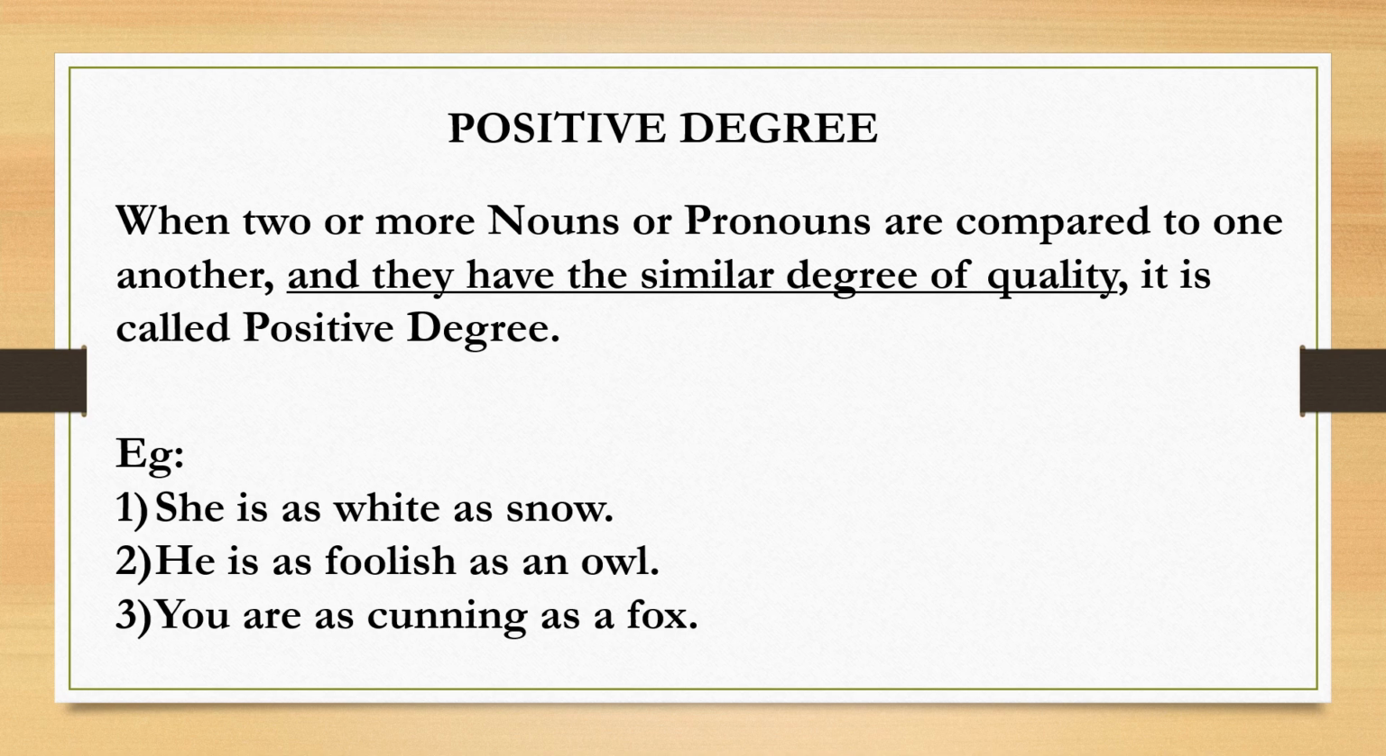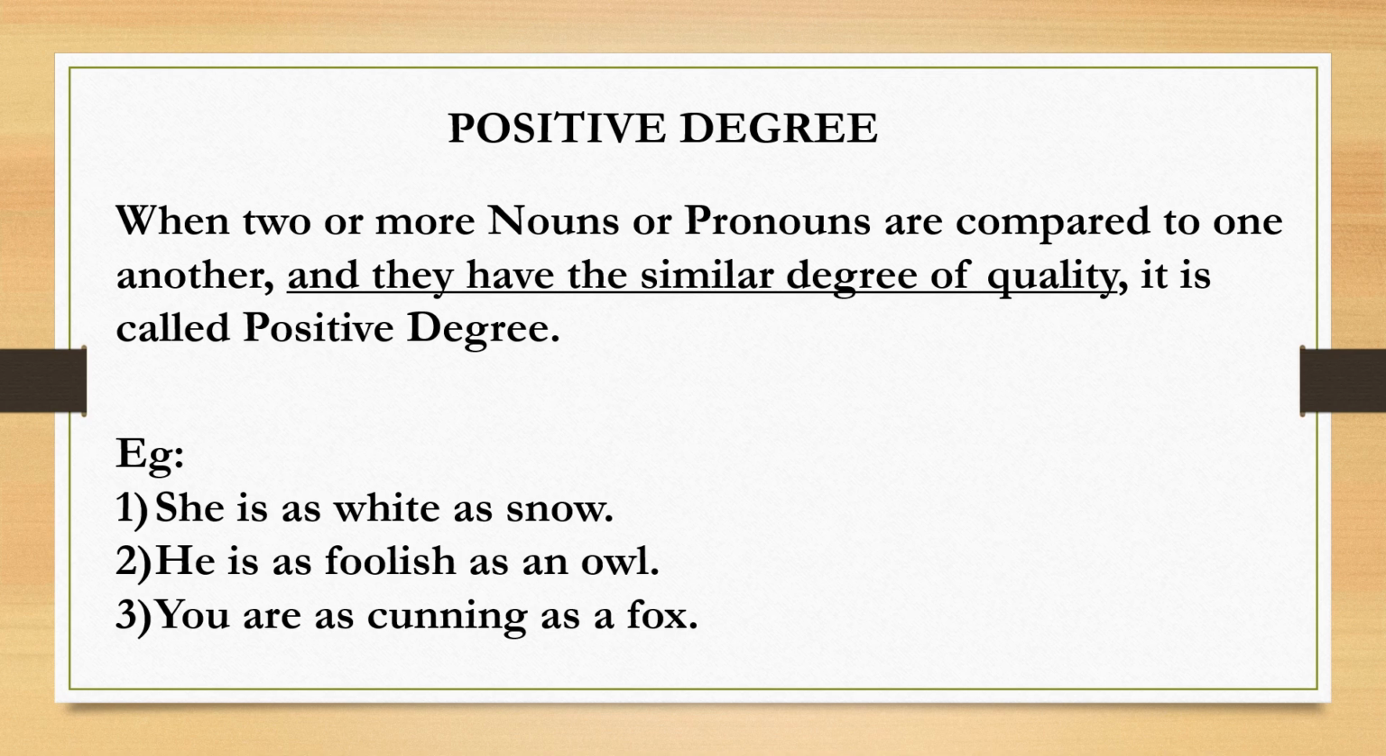In this sentence, the pronoun she is compared to the noun snow. The words as white as indicate their comparison where both are equal in the degree of quality. The pronoun she is said to be equally white as the snow.